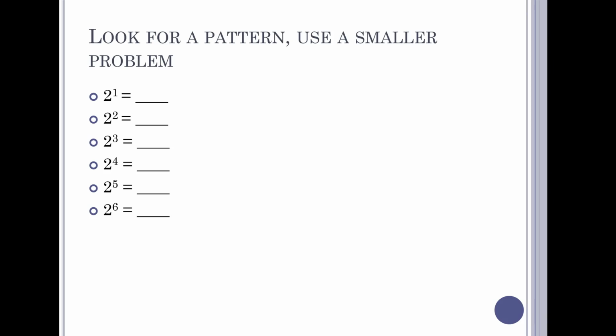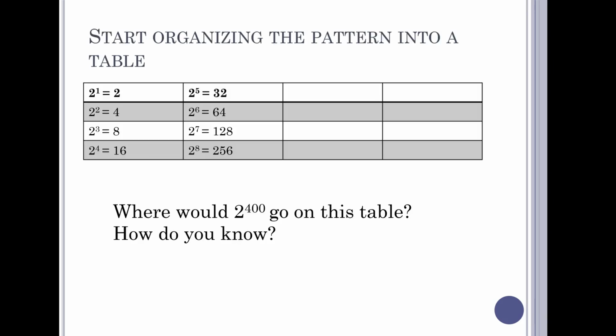Really, pause the video. You know you have a minute. Pause, work out the powers. Now I know you paused that video, right? Now let's look at the digits that we end up with. We have 2, 4, 8, 6 for our ending digits. And again, 2, 4, 8, 6 for our ending digits, the ones place. So the question is, where would 2 to the 400 go in this table? That might help us figure out where 2 to the 4,000 would go, right? And how do you know?